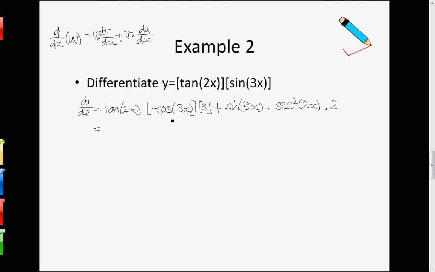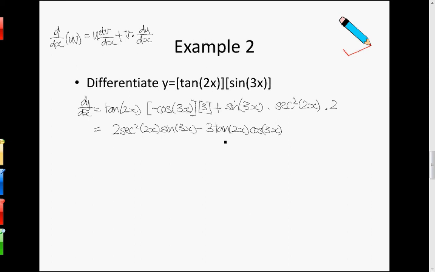Okay, so what I will have here is, let me rearrange the terms. So I will have 2 secant square 2x sine 3x minus these terms over here, 3 tangent 2x times cosine 3x.